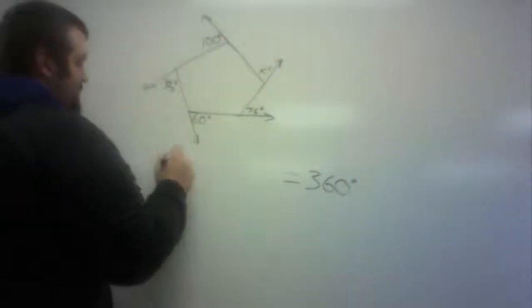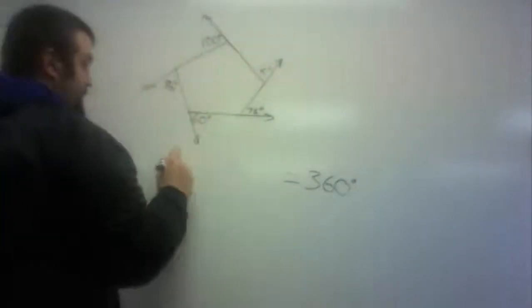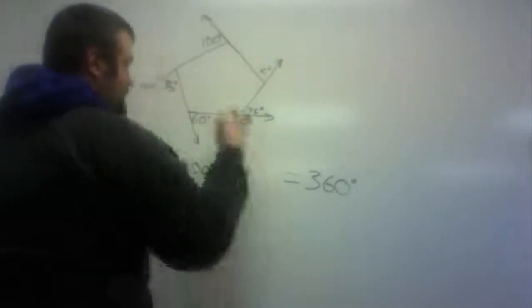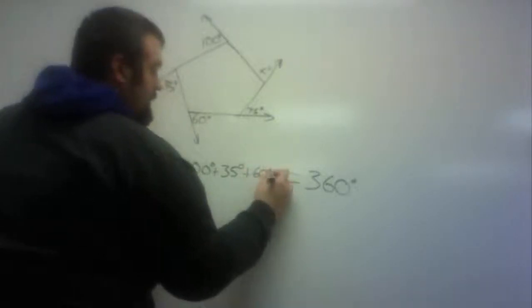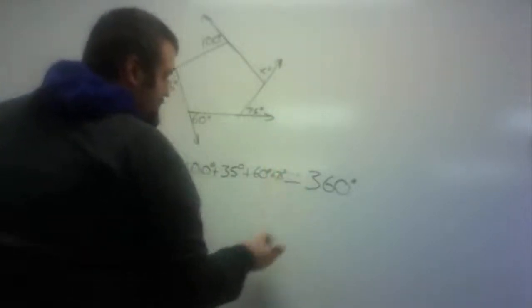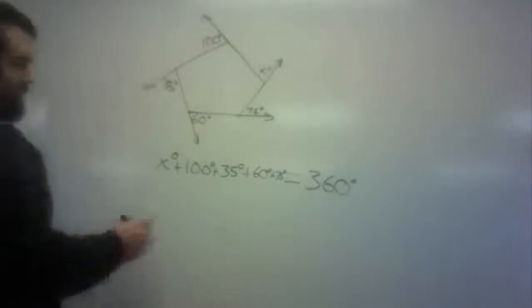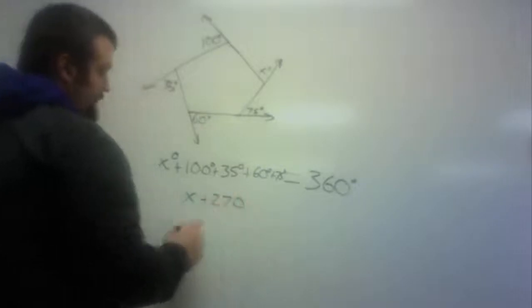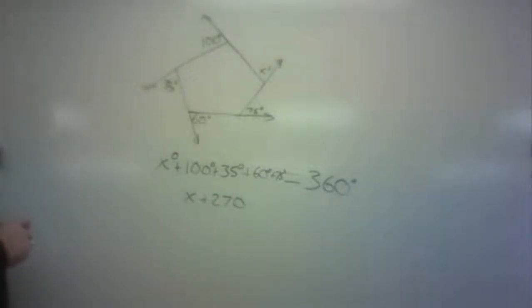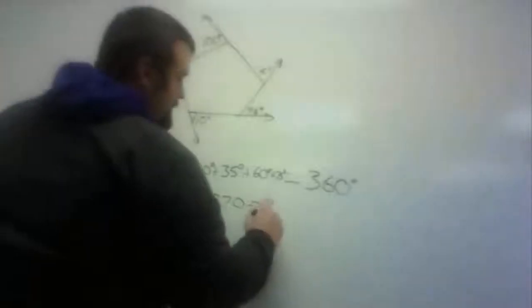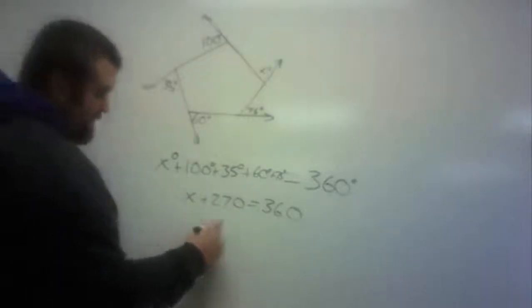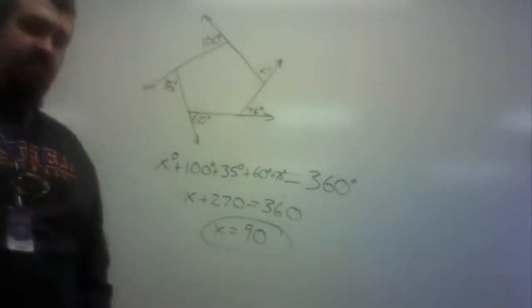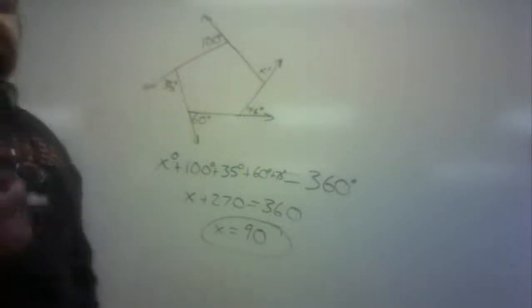So let's just start with x and go counterclockwise. x plus 100 plus 35 plus 60 plus 75 equals 360. I'm trying to solve for x, so let's simplify this a little bit further. x plus 270, I believe, if done correctly, equals 360. Subtract 270 from both sides. x is actually a right angle here, 90 degrees. That's it. So all the exterior angles will always add up to be 360.